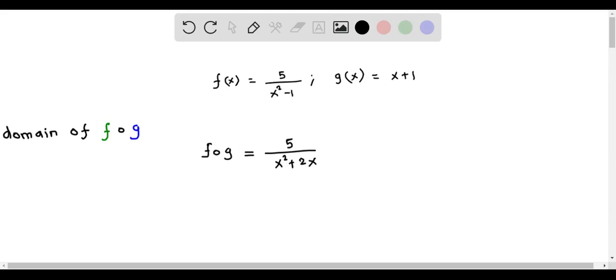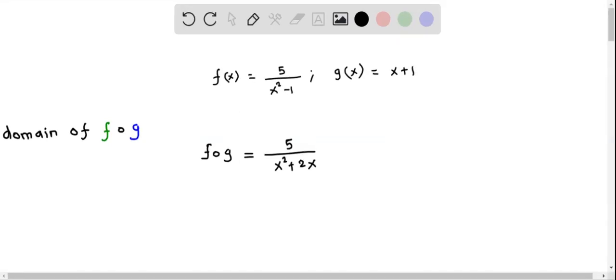We will now determine the domain of f of g. So here we have this f of g function, which is 5 over x squared plus 2x. First, I'm going to write the denominator expression of f of g in the factor form. So that is, I'm going to put this expression x squared plus 2x in factor form.